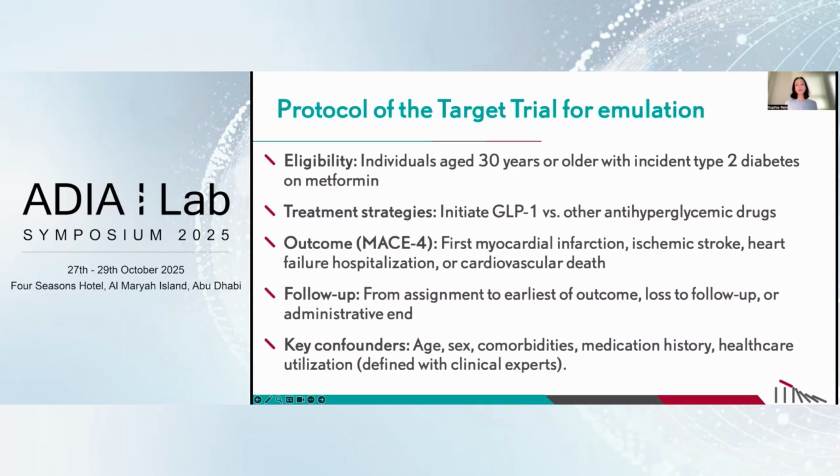And so in each of the two databases, we will then emulate a target trial to estimate a causal effect of interest. And so in that target trial, we would include individuals age 30 or older with incident type 2 diabetes on metformin. The treatment strategies that we want to compare are to initiate GLP-1s versus other antihyperglycemic drugs. The outcome of interest is MACE-4, which includes myocardial infarction, ischemic stroke, heart failure hospitalization, or cardiovascular death.